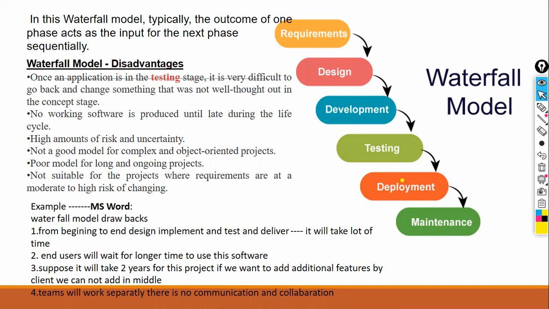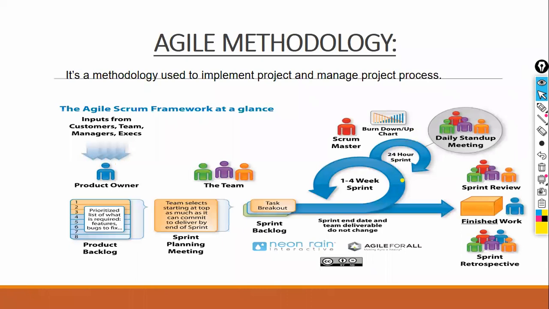That is the another main drawback of that waterfall model. So to overcome that waterfall model, agile model అనేది వచ్చింది మార్కెట్ లోకి. Okay. Clear? So this is the whole agile methodology process. So the main reason why we need this methodology is to implement the project and to manage the project.